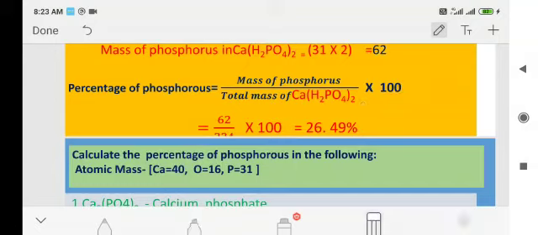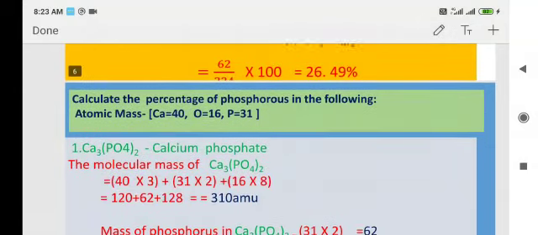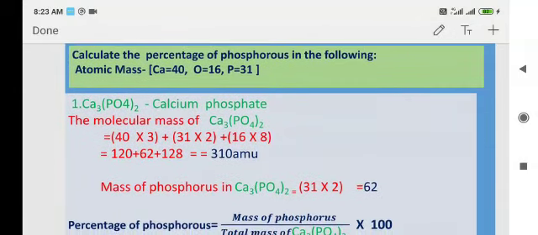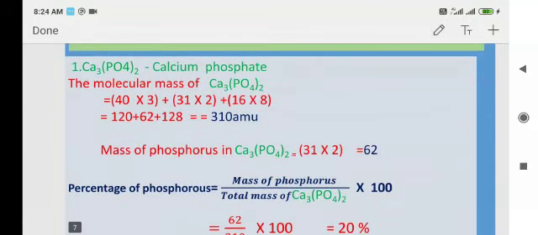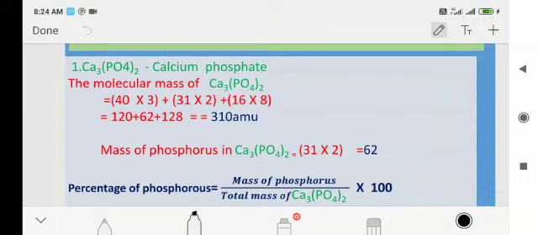Again, one more example. I'm coming up with one more compound. This is calcium phosphate. Once again, all the masses are given here. Calcium 40, oxygen 16, phosphorus 31. Once again, I would like to remind you, better you learn by heart all the masses of elements from atomic number 1 to 20 to be on the safe side. And here is the compound, calcium phosphate, Ca3(PO4) whole twice.